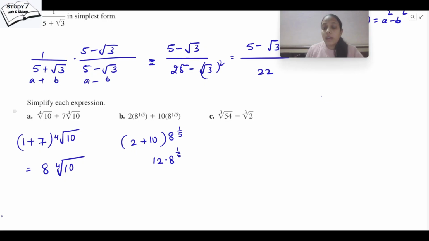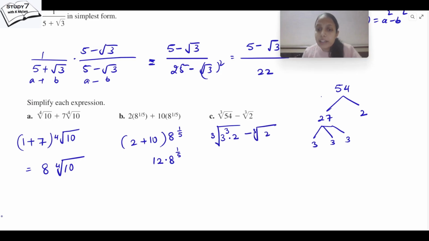Okay. Now 54. This is the cube root of 54, and this is the cube root of 2. We cannot separate them, and we cannot subtract also. So I'm going to split 54. It's 27 times 2. What is 27? 27 is 3, 3 and 3. So 3 power 3 times 2 under the cube root.